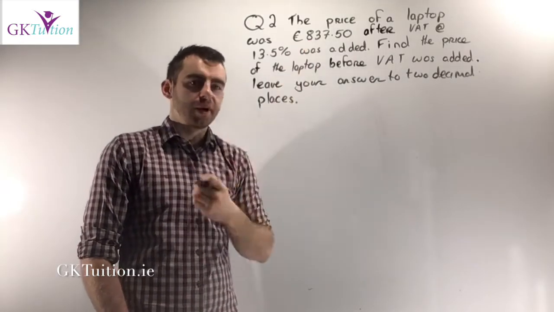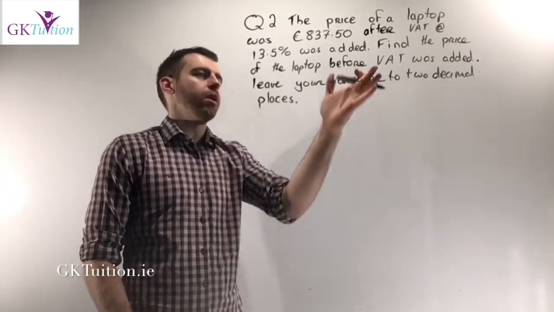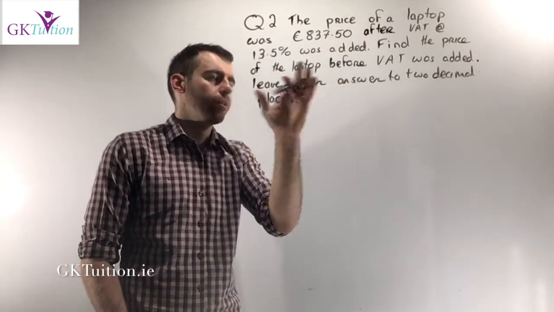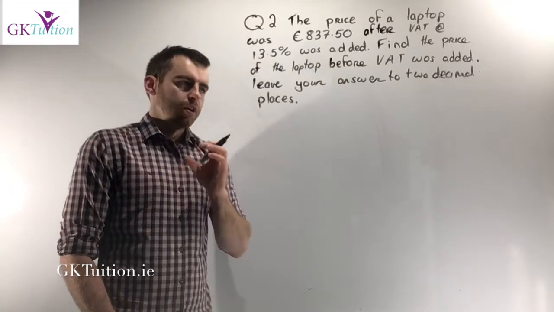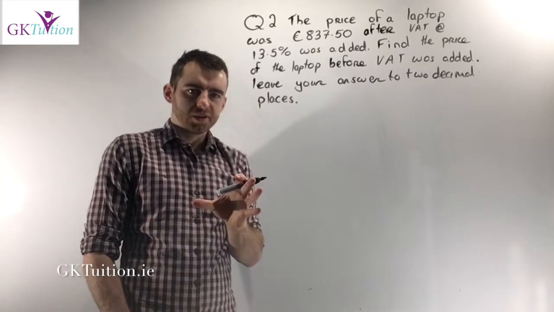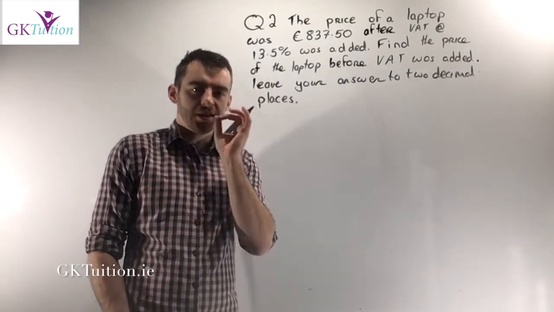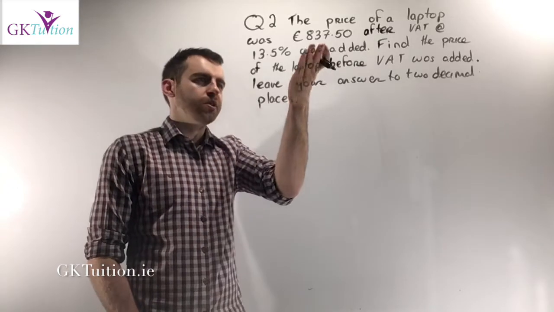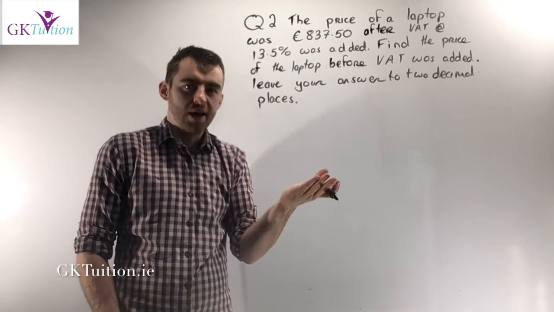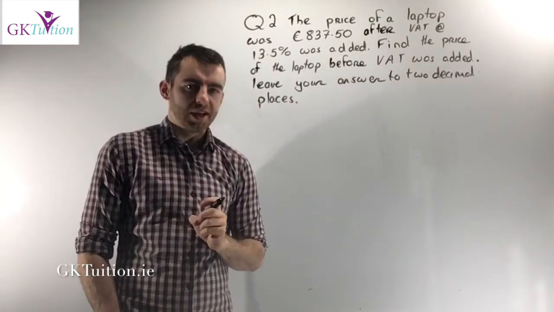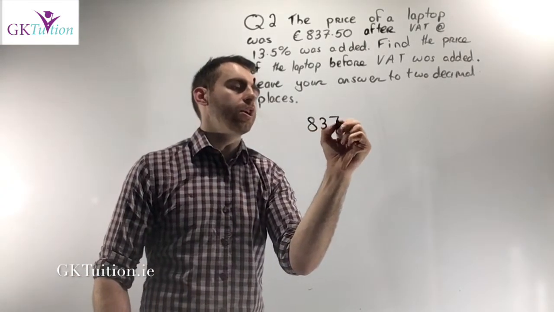We're told the price of a laptop was €837.50 after VAT was added. So this is the price of the laptop plus the 13.5% of VAT. And we're asked to find the price of the laptop before the VAT was added and leave your answer to 2 decimal places. So I told you I want you to always consider the price of the item before VAT is added as 100%. Which means the price after VAT was added is 100% plus whatever the VAT was. The VAT was 13.5%.